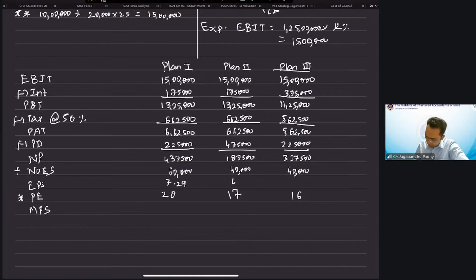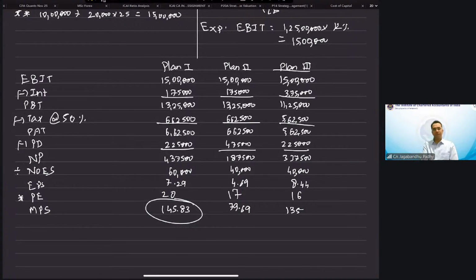Then we have 4.69 and 8.44. So you multiply EPS with P/E numbers: 7.29 into 20 is 145.83. Then we have 79.69, and this is 135. So of course the best plan is the first one, which gives us a market price per share of 145.